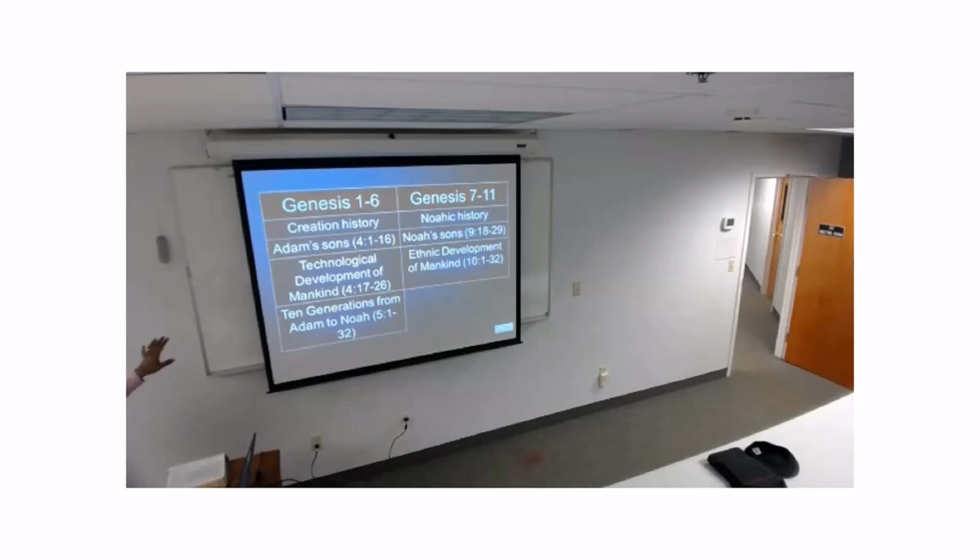And then while you have the technological development of mankind in chapter 4, you have the ethnic development of mankind in chapter 10. And what that really means is we're going to see the flood in more detail. But what's going on there is the descendants of Noah are populating and producing the various nations that you see. So if you go back and look at Genesis 10, it talks about the people that were descendants from Shem, from Ham, and these peoples came out of this. So the ethnic development is given in that chapter.